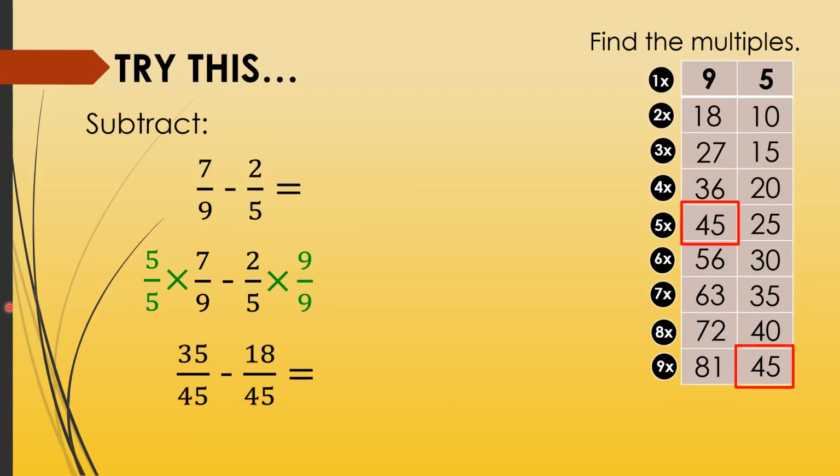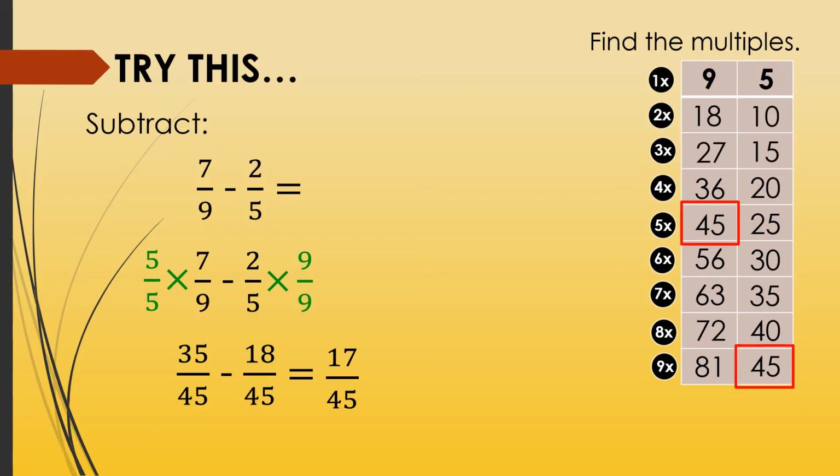So, let us now multiply. 5 times 7 is equal to 35. 5 times 9 is equal to 45. And then, kopyahin natin yung minus. And then, multiply. 2 times 9 is equal to 18. And 5 times 9 is equal to 45. Kung mapapansin nyo, tulad na sila ng denominator. So, proceed na tayo sa pagsasubtract ng numerator and then kokopyahin lang natin ang denominator. So, 35 minus 18, that is 17, and then copy the denominator which is 45.